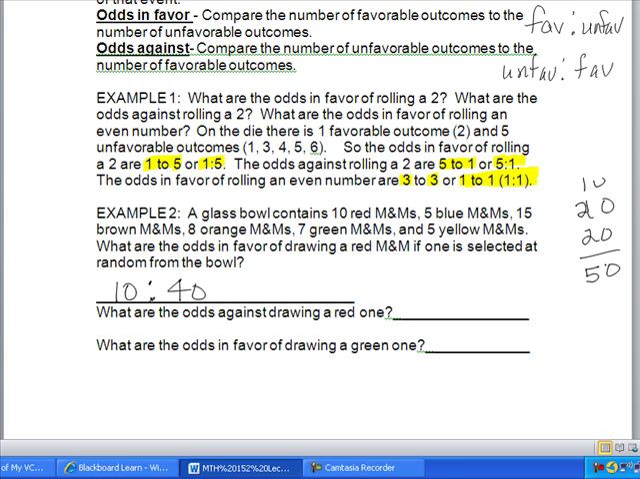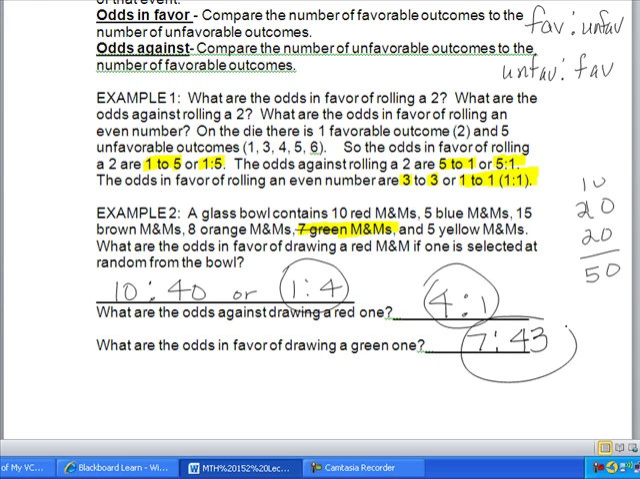All right, what are the odds? And notice we can reduce this to 1 to 4. That would be the final answer. What are the odds against drawing a red one? That would be reversing it, 4 to 1. What are the odds in favor of drawing a green one? Let's see, how many green ones do we have? All right, so we have 7 green ones, so it's 7 to 43. That would not be green. So 7 to 43.